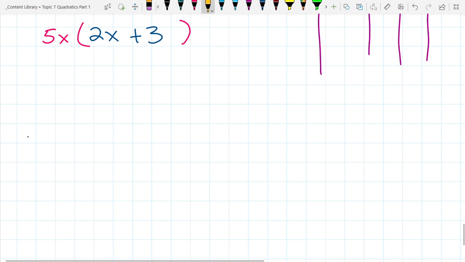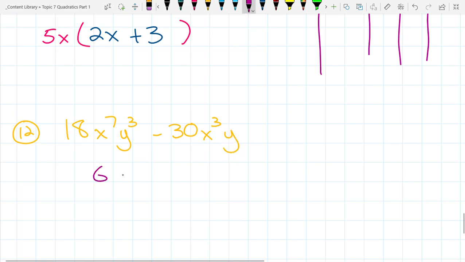Number 12 is a little bit more complicated because we start giving you more variables and bigger numbers. So 18x to the 7th, y to the 3rd, minus 30x cubed, y. Again, the first rule of all factoring is to look for a GCF. So I have an 18 and a 30. There's lots of things that go into both, but the greatest that goes into both is a 6.